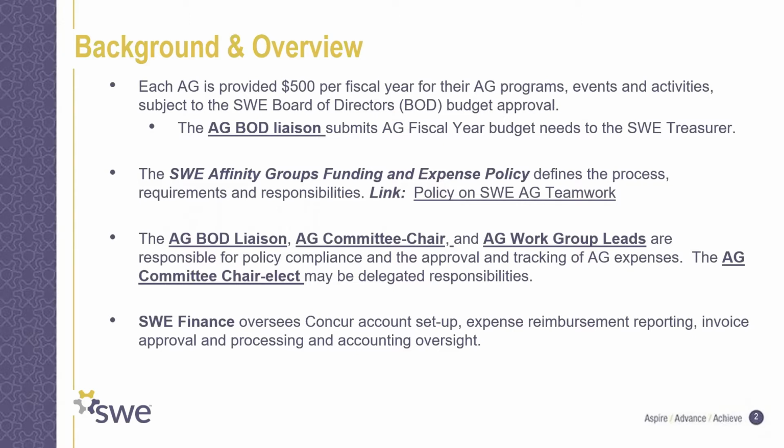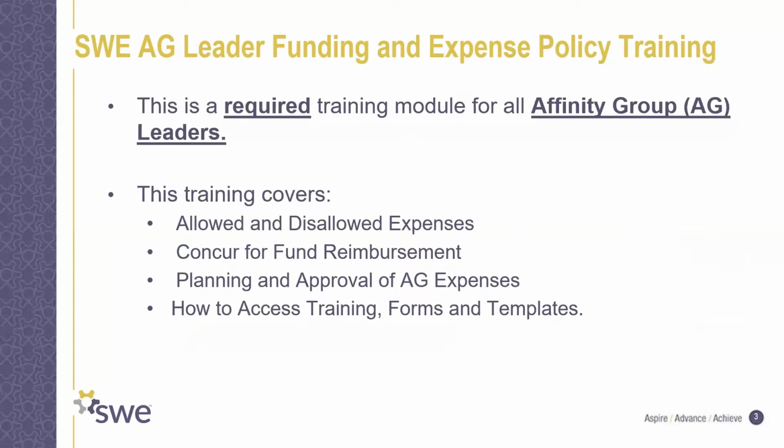SWE Finance also has an important role in overseeing the AG budget and expense accounting. This training module will outline how to request their support when needed. After completing this training module, you will understand what expense types are allowed and disallowed by policy, the required steps and your responsibilities for pre-approval of AG funds, how the Concur system will be used for reimbursement of AG leader expenses, and where to locate the training, forms, and templates that you will need.